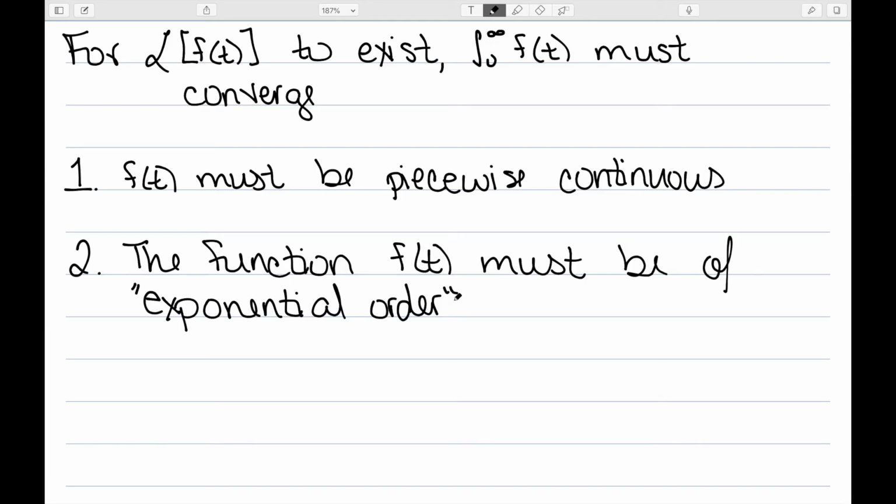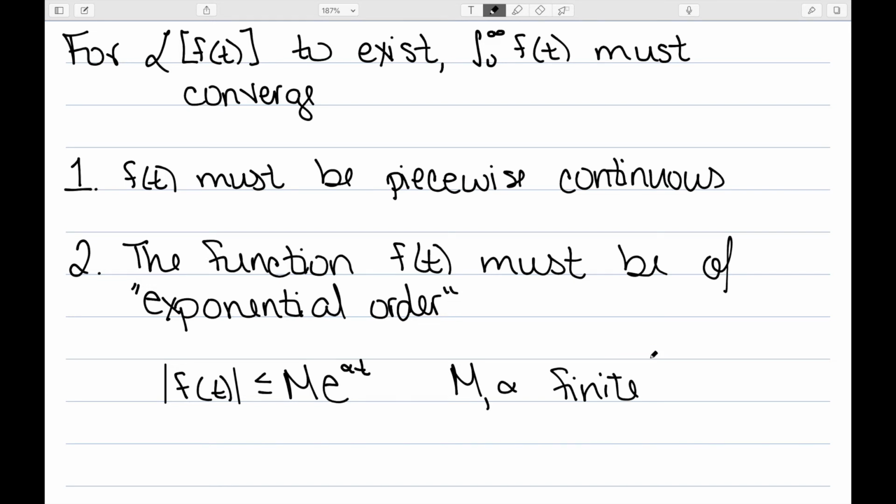The second thing we need is that my function f of t must be of exponential order. So what do we mean by that? What we mean is that if we look at the absolute value of f of t, it should be less than or equal to m times e to the alpha t for some finite numbers m and alpha. So essentially I need to be able to bound it by an exponential. Let's look at some examples of this and determining if things are of exponential order.